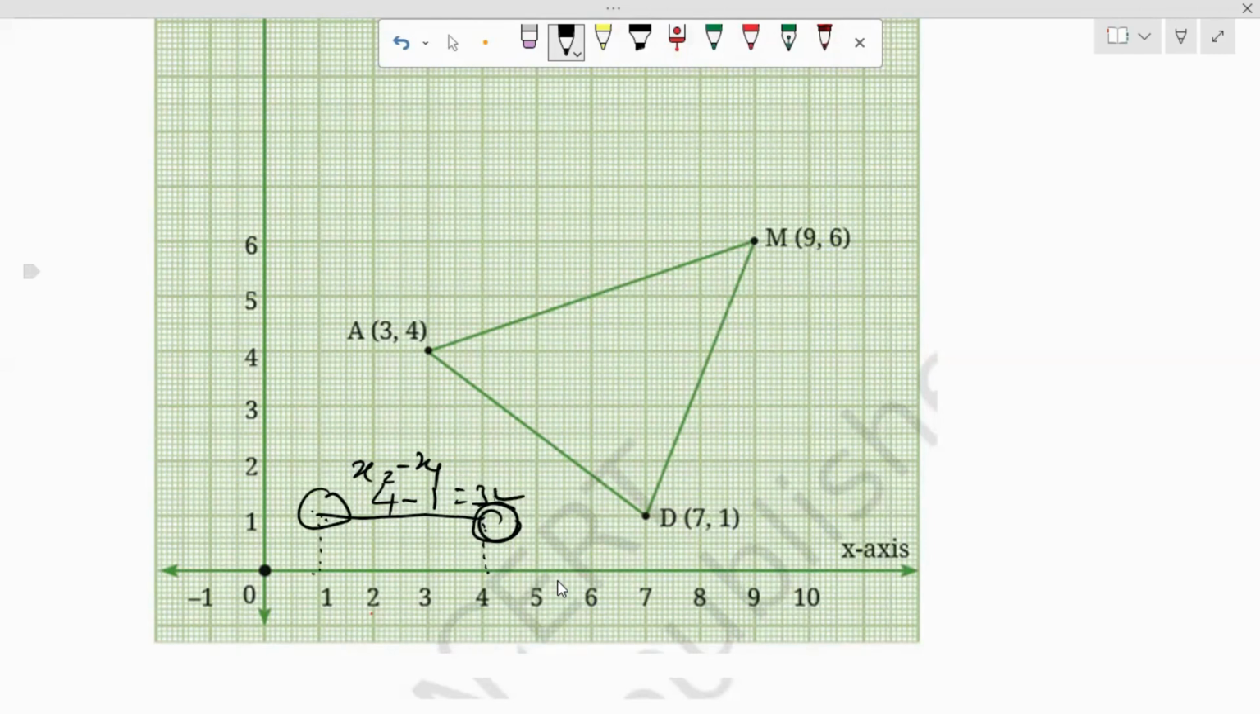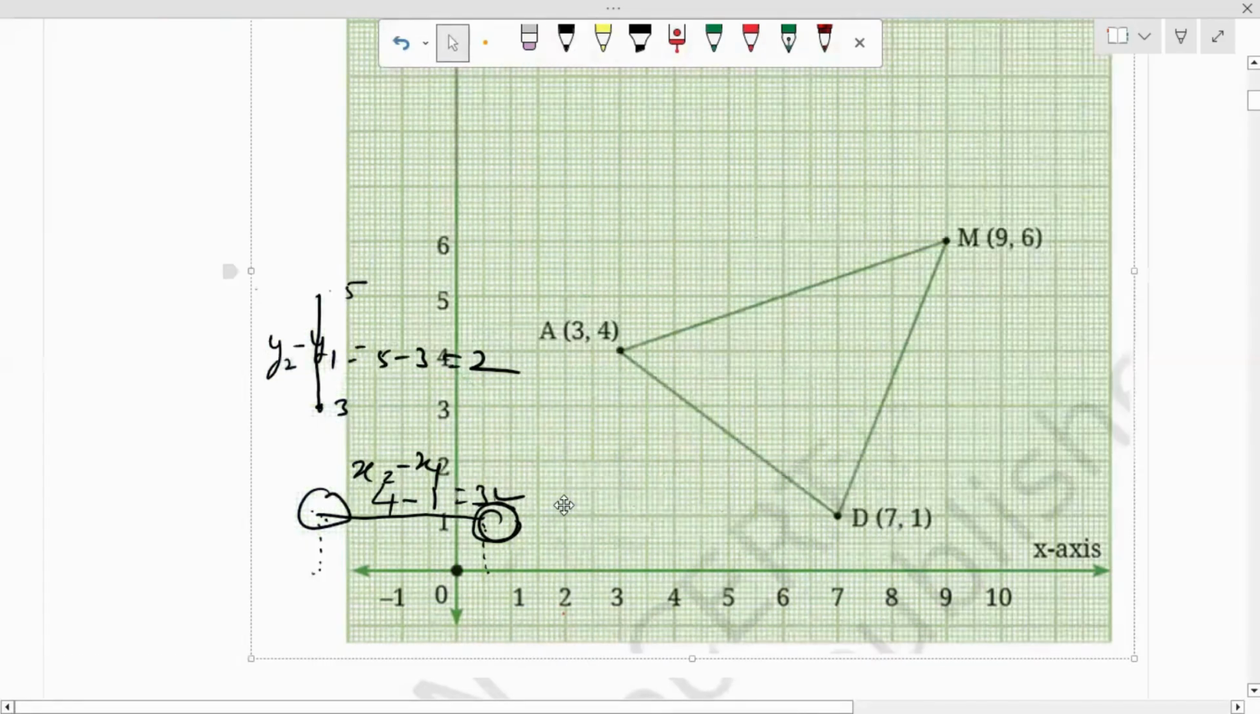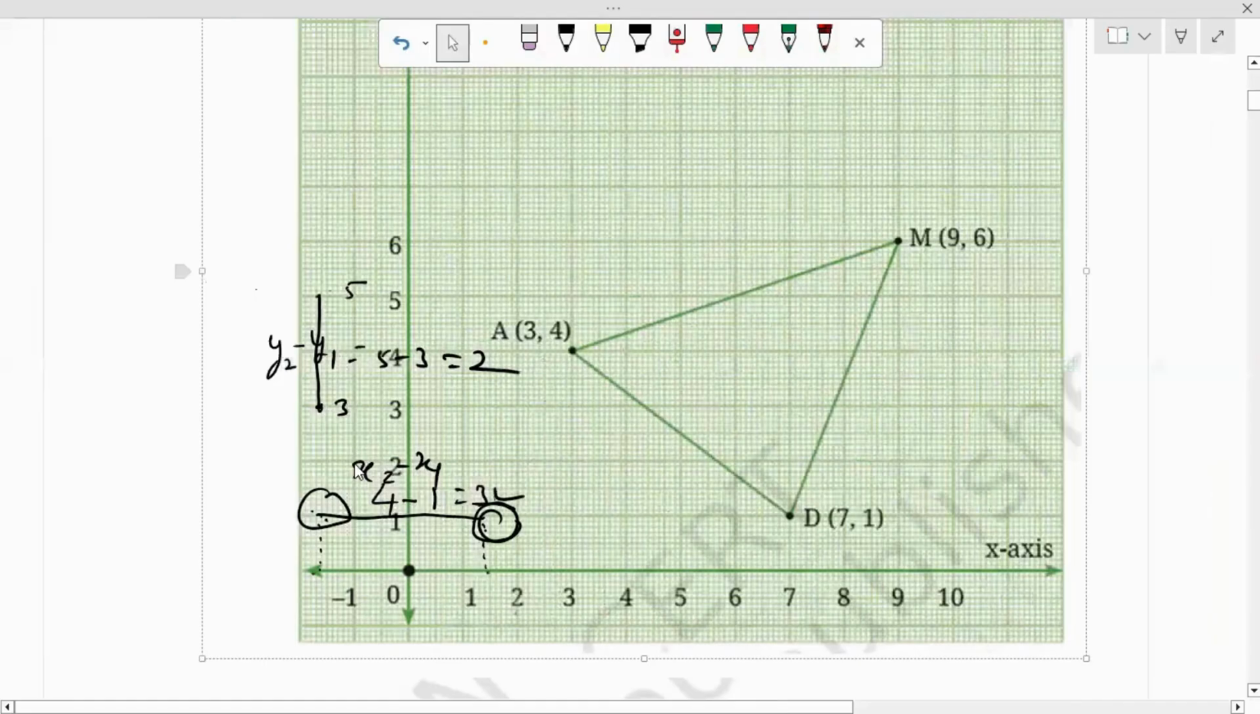Similarly, if a line is like this and I want to find its length, it is parallel to the y-axis. So what we will do, we will take the y-axis coordinates. Here the y coordinate is 3, here the y coordinate is 5. So I will subtract the y coordinates from each other and I'll get its length. So 5 minus 3 is what? 2, right? So like that, I can get the length of the lines which are parallel to the axis, right?